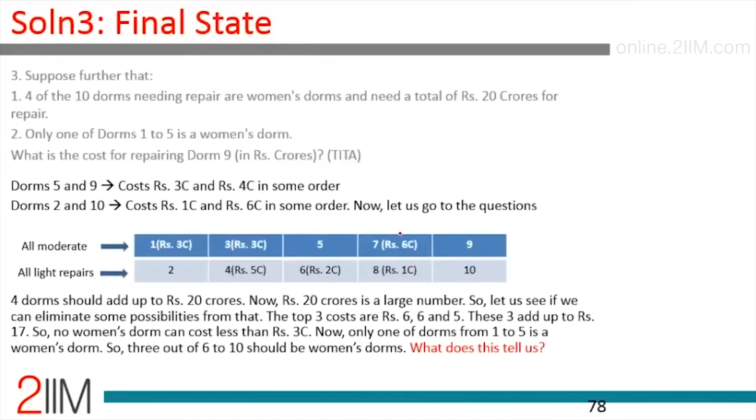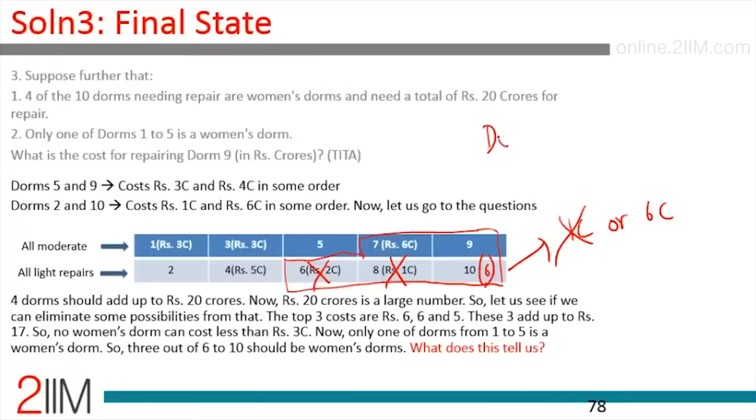So we know that among 6, 7, 8, 9, 10, there are 3 women's DOMs. In 1, 2, 3, 4, 5, there's only 1 women's DOM. Women's DOMs cannot cost 1 crore or 2 crore. These 2 are out straight away. So the women's DOMs should be 7, 9, 10. Only these 3 can come in. And DOM 10 can be either 1 crore or 6 crore. It cannot be 1 crore because it's a women's DOM. We know that for a fact. So this one should be 6 crore.